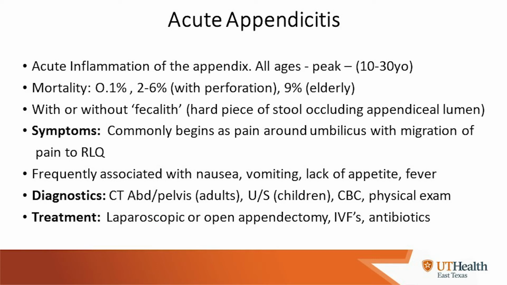Commonly, we'll order a CT of the abdomen and pelvis in adults. Now in children and children's hospitals, ultrasound is typically the favored modality to evaluate for appendicitis. It's very commonly used and quite helpful also in avoiding radiation exposure for the children. A CBC is ordered to help look for signs of infection, and of course the physical exam that we've discussed.